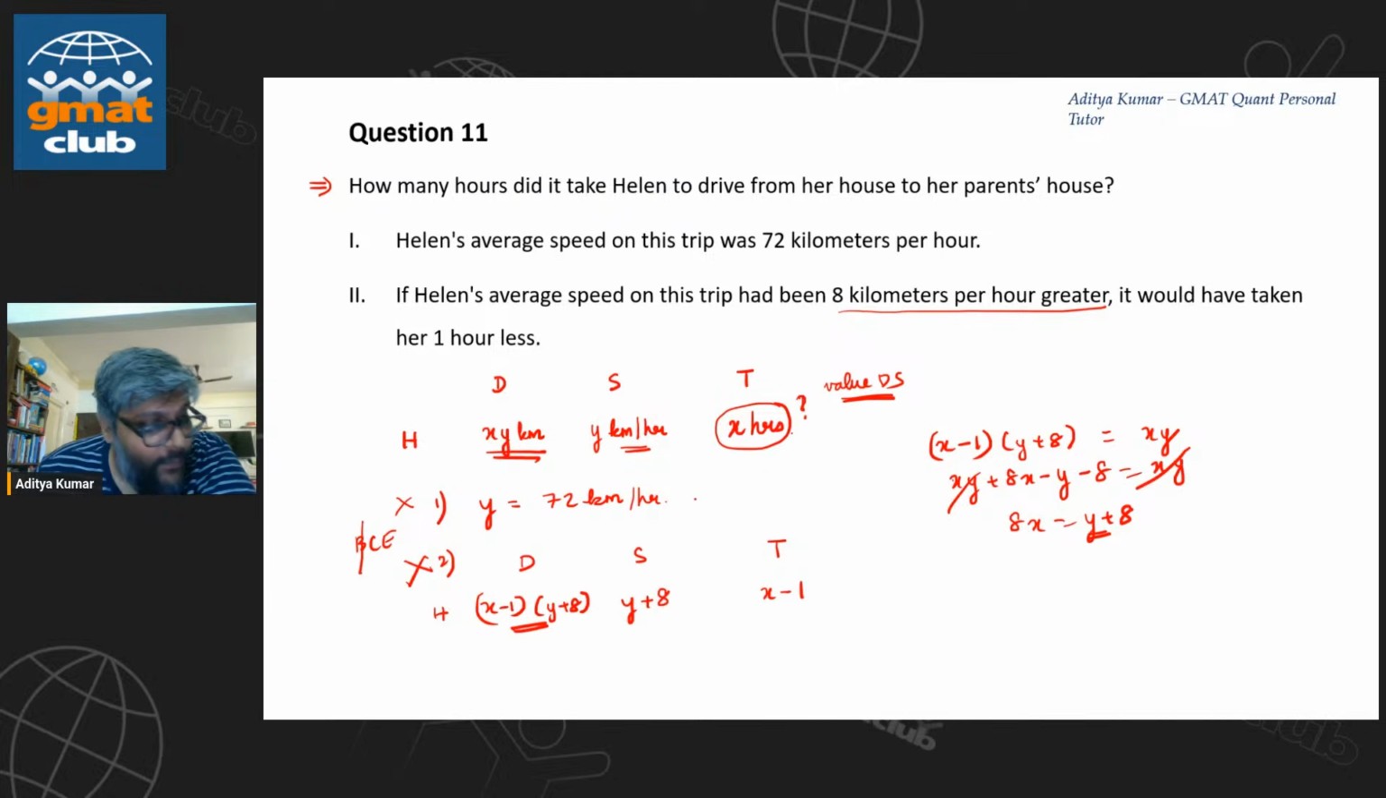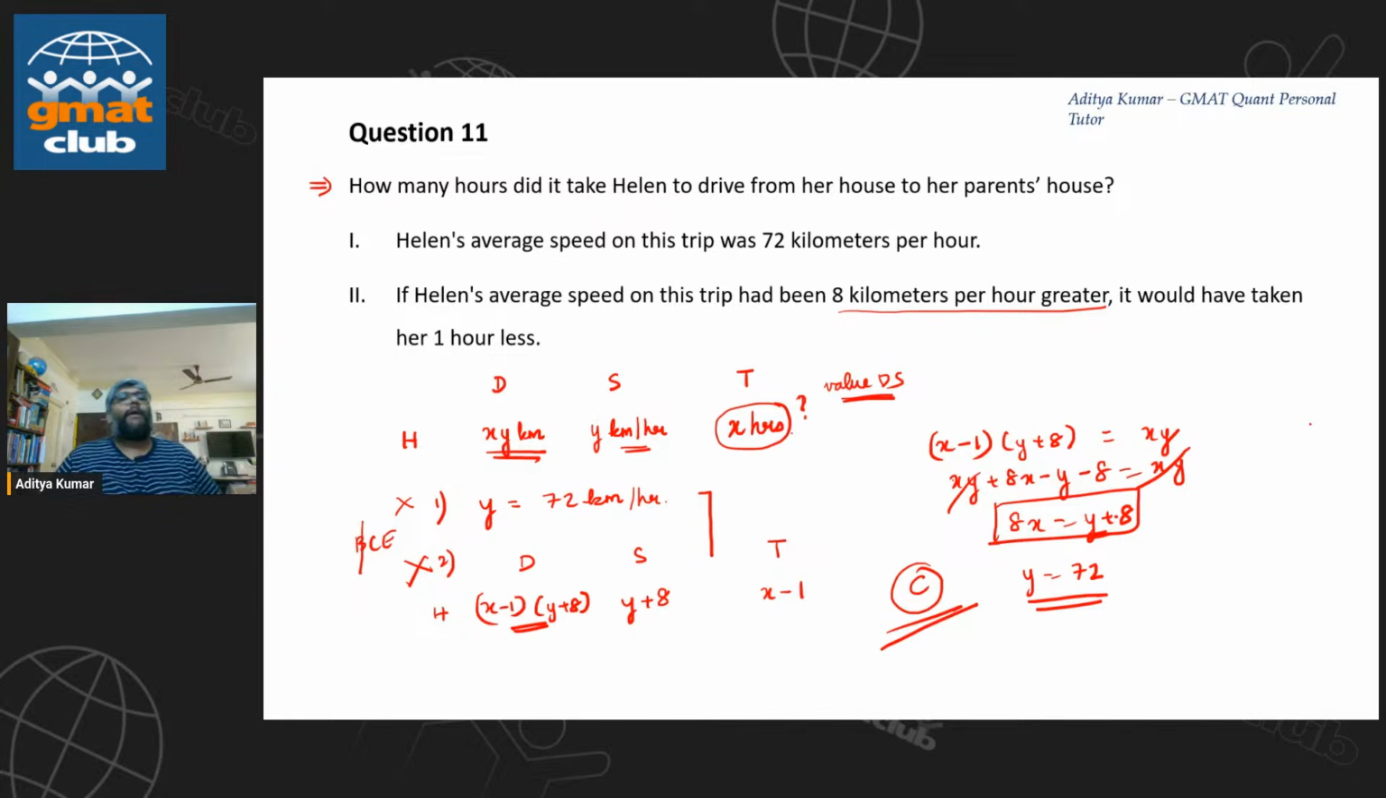And once I prove the two statements individually to be insufficient, I'm going to combine the two. So combined information tells me y is equal to 72. I already have 8x is equal to y plus 8. I can put the value of y here, solve for x. That would be enough for me to work. C.